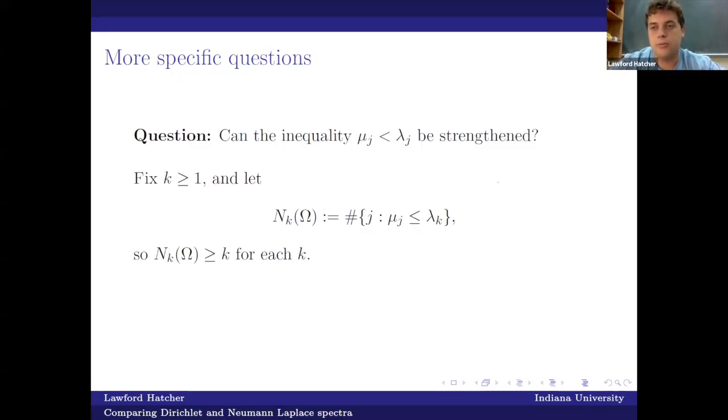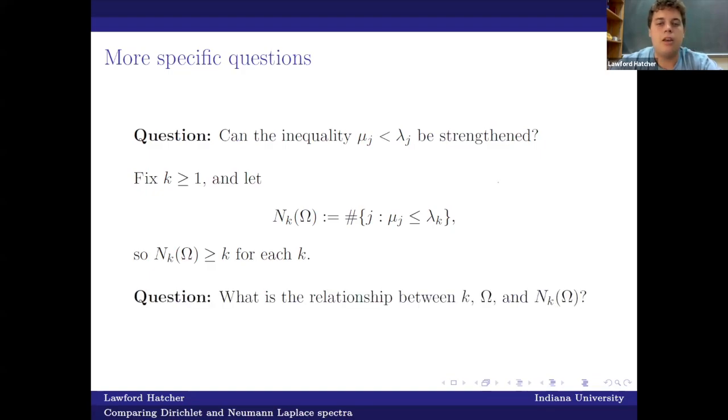So what we just proved, or quote unquote proved, is that N_k(Omega) is always at least k, right? That's an easy thing to prove using the min-max theorem. And so the new, more specific question I want to ask is, what is the relationship between the index k, the domain Omega, and N_k(Omega)? Like I said, make sure you know this notation. Are there any questions about the notation or anything before I move on?